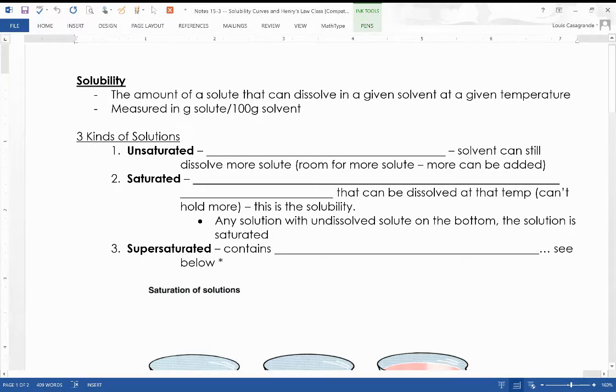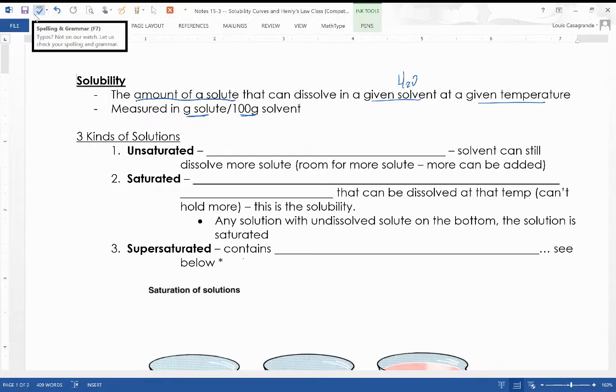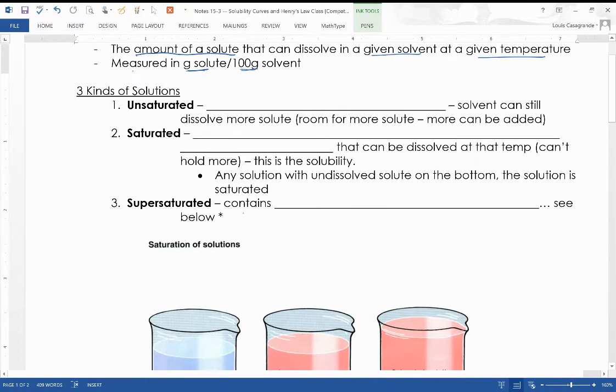And so solubility in today's lesson is going to be indicated by the amount of a solute that can be dissolved in a given solvent. And the solvent we're usually going to work with is water at a given temperature. So we're going to see a temperature dependence. And we're going to measure this solubility in the grams of solute that can be dissolved in 100 grams of solvent, or 100 grams of water. But before we get to that actual quantification, let's talk about three different kinds of solutions that exist.